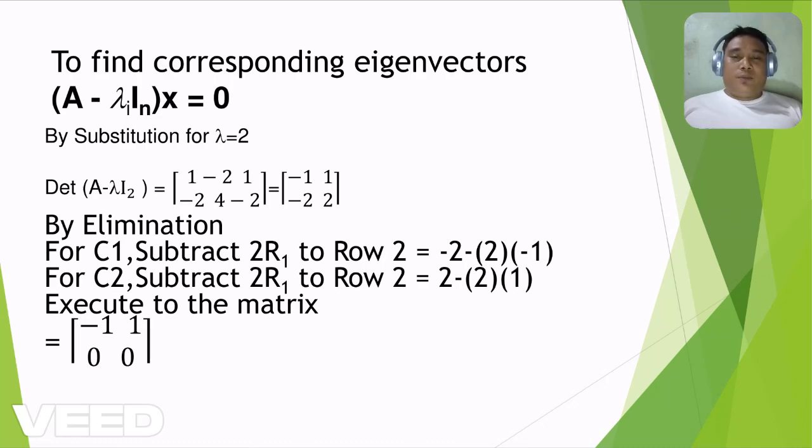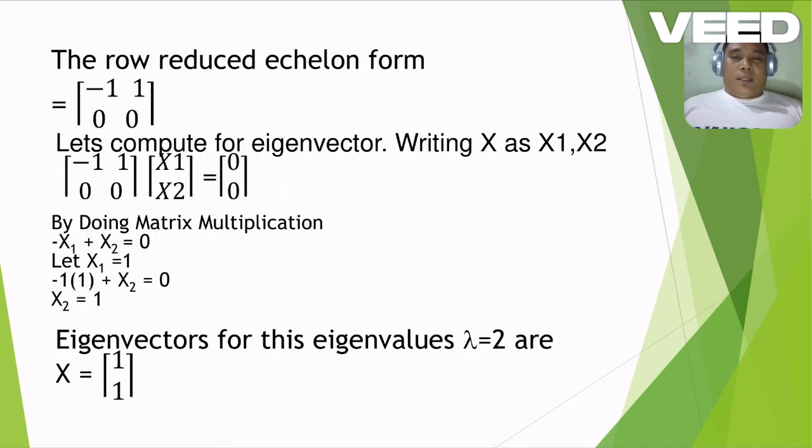For column 1, subtract 2 R1 from row 2. It will become negative 2 minus 2 times negative 1 equals 0. For column 2, subtract 2 R1 from row 2, equals 2 minus 2 times 1. So it will get 0. So our row reduced echelon form is negative 1, 1, 0, 0.